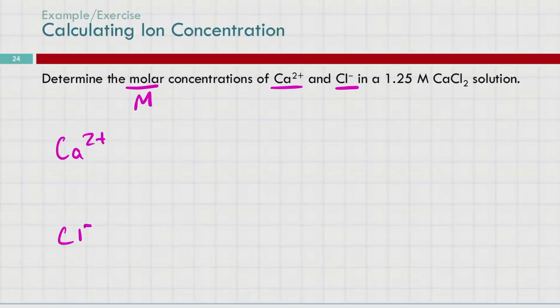We're starting with 1.25 molar calcium chloride solution. The 2 important pieces of information are the subscripts. For calcium, it's an implied 1. For chloride, it's an explicit 2. So 1.25 molar is our starting point for both of these.